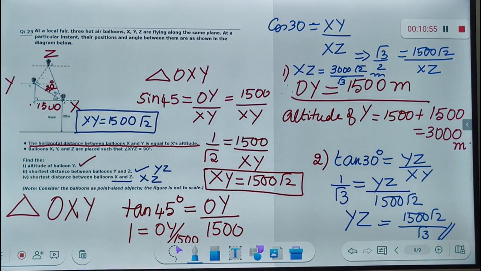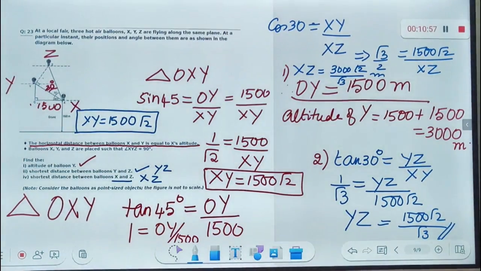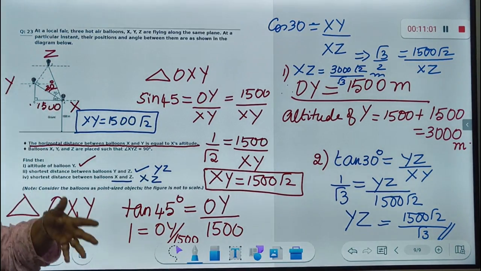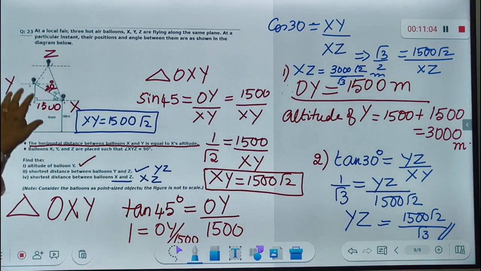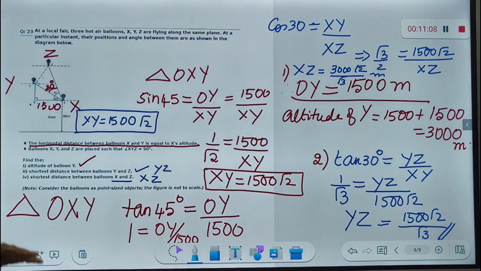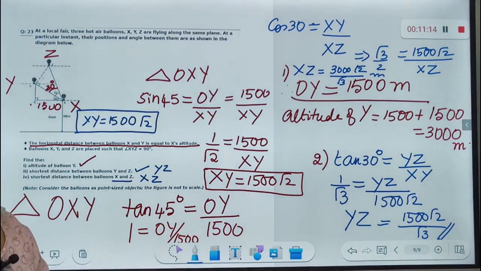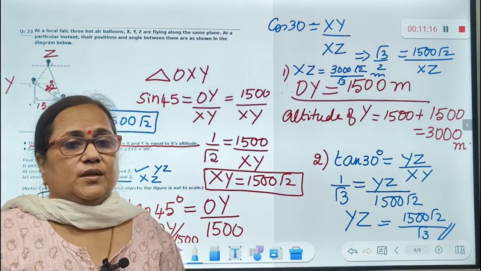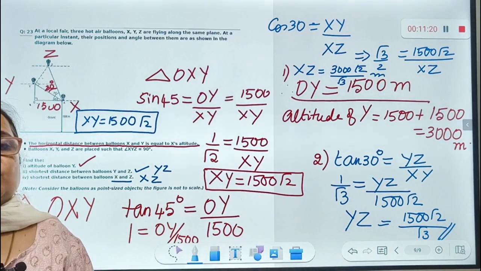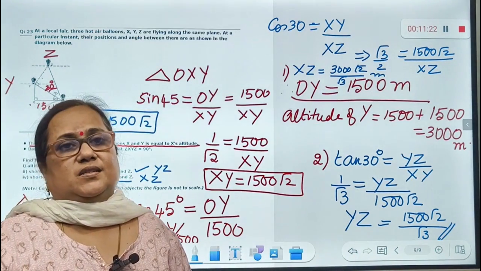Imagine that you are there in a fair and there are 3 air balloons, and they are connected to real life. And this is a particular position of the 3 air balloons. From that given information we are able to calculate the height of one balloon, and the distance between any 2 balloons we are able to calculate. So that is the advantage of learning trigonometry, because it helps us to calculate heights and distances.